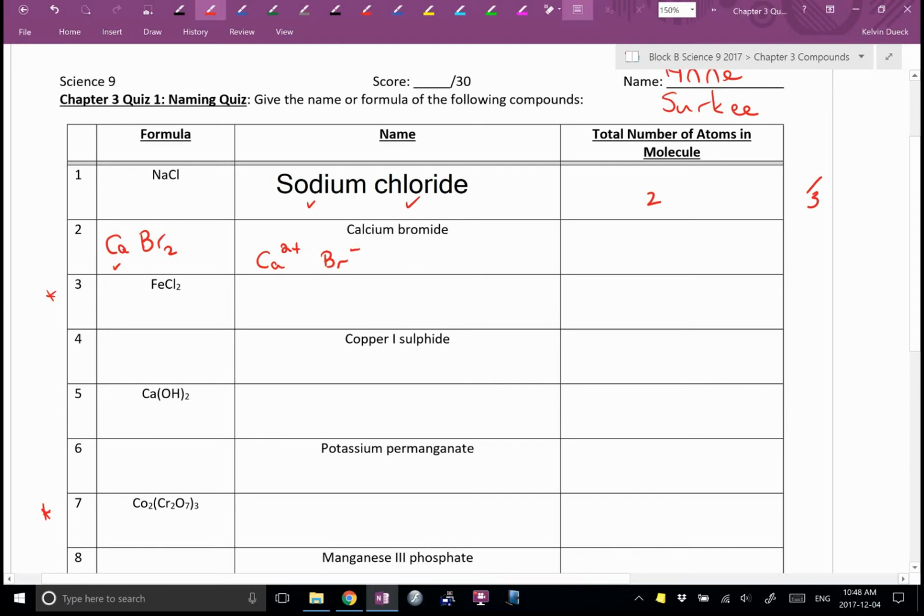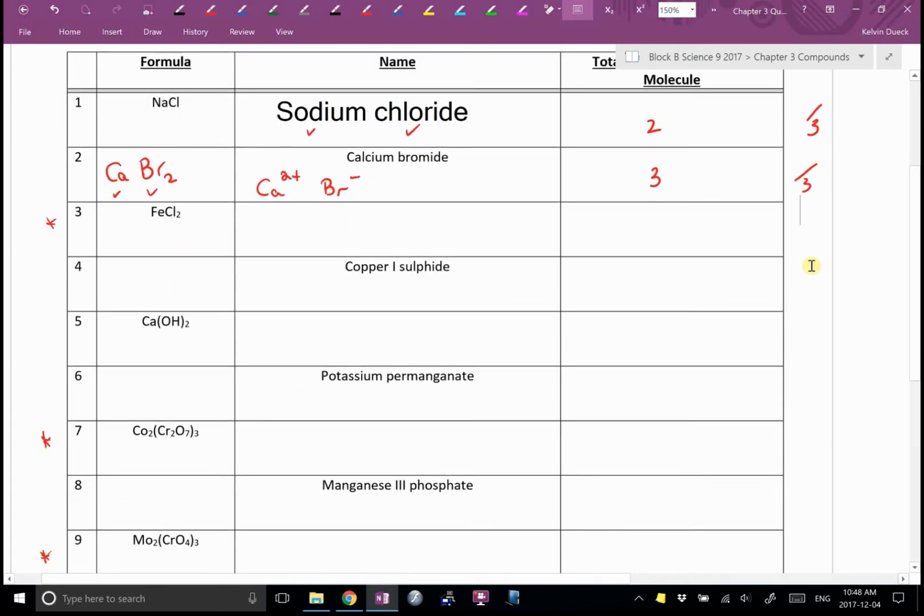You could put a 1. Nobody does. 1 mark for the Br2. And then how many atoms are there in that molecule? 1 mark for that. So those are the 2 types of questions in this chart. If you're wondering, how do you get 3 marks? Okay.